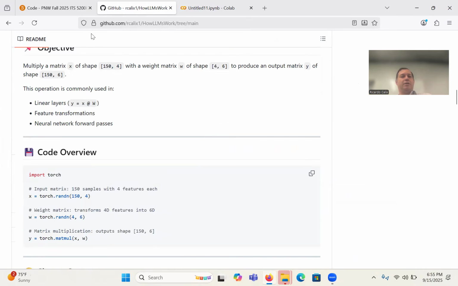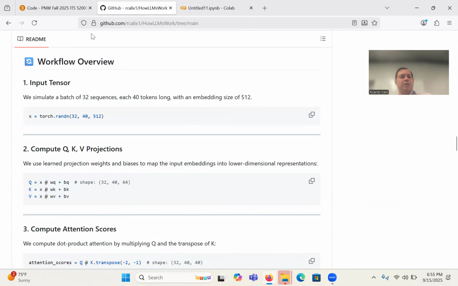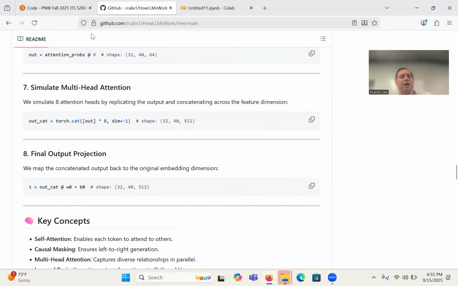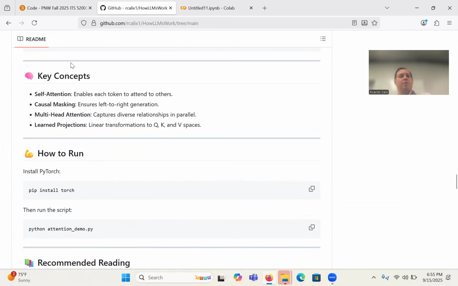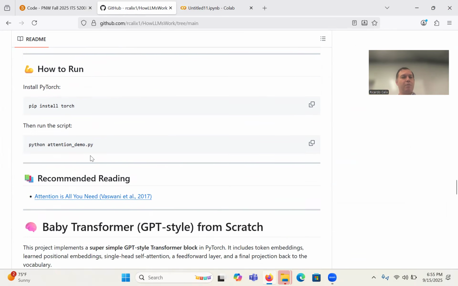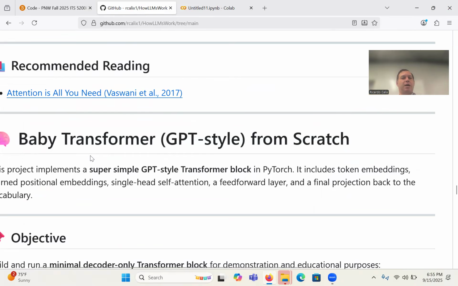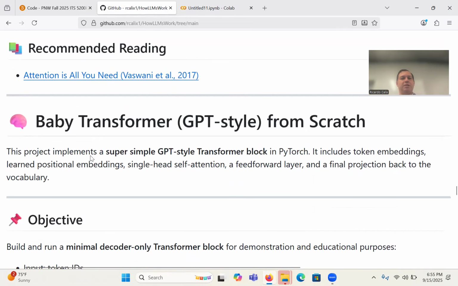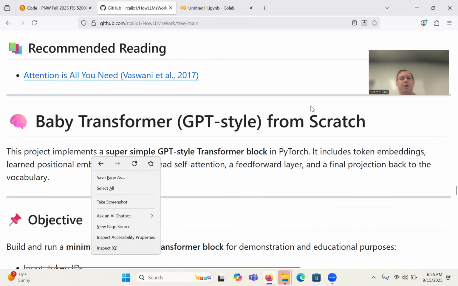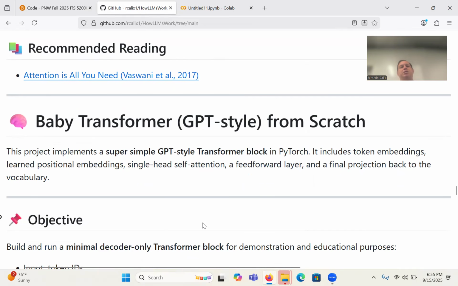We can take a look at the notes first, just to get situated. But I'll go over this idea. Remember, take a look at all the terminology, and then make sure you're reading the paper and the notes I provided. All right, so we're going to do this one, baby transformer GPT style from scratch. This implements a super simple GPT style transformer block. So remember, this is just one block.